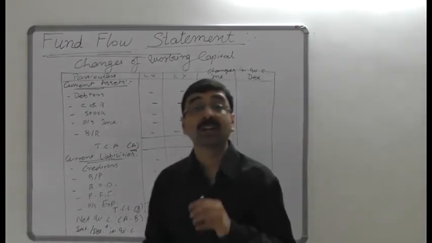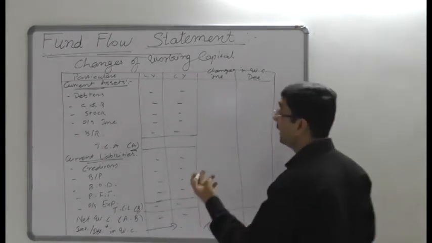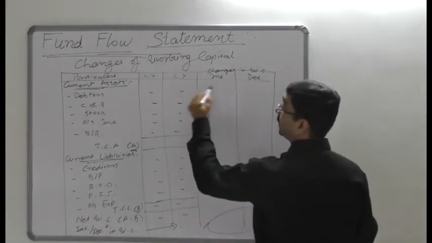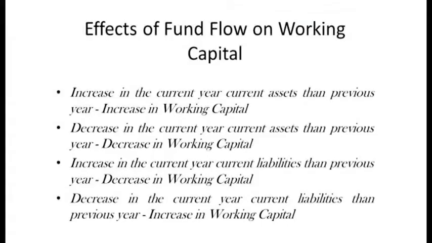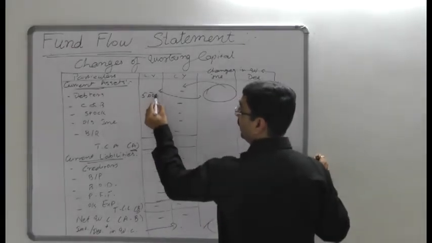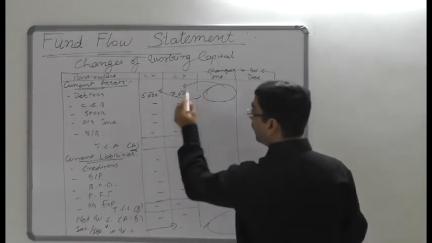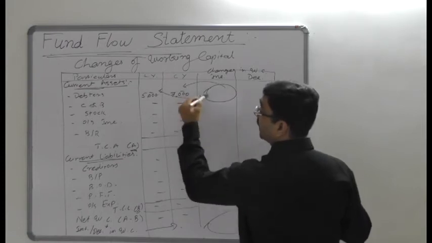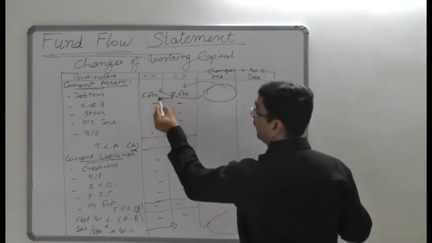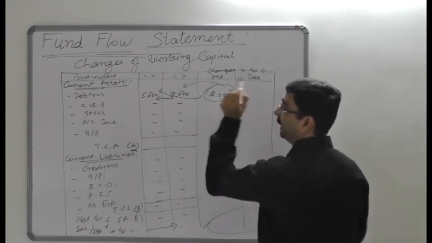Now, what are the rules to be applied for the same? Take it one by one. An increase in current year current assets compared to the previous year is always considered an increase of working capital. Take an example. Suppose the last year debtors is rupees 5,000 and the current year debtors is rupees 7,000. If the current year current assets are higher than the last year, the difference between these two is considered as an increase in working capital.